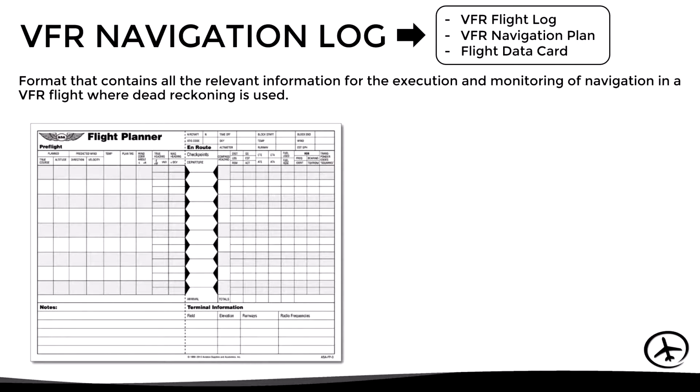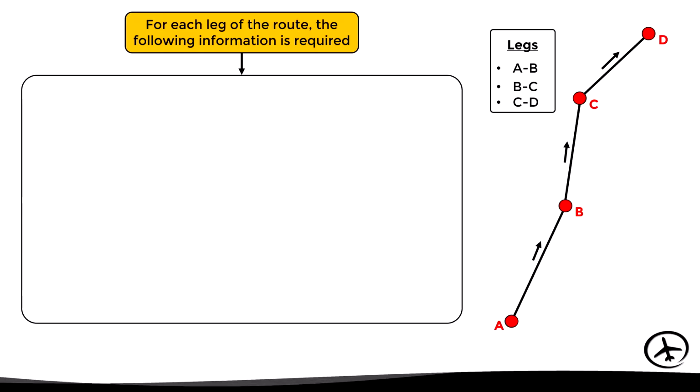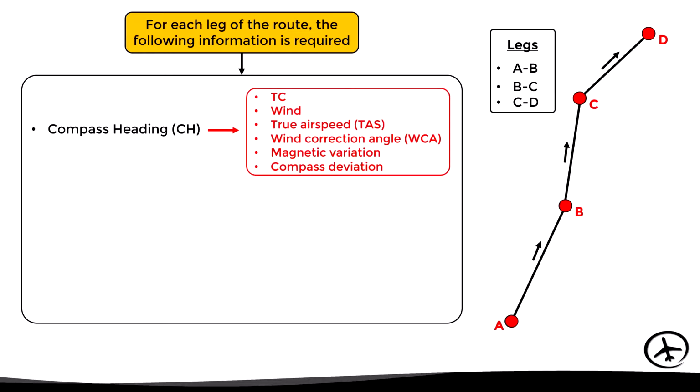in a VFR flight. There are several templates for these navigation logs in the market, but they all contain almost the same information. Normally on a VFR flight, there are several legs between relevant checkpoints on the route. So for each of these legs, the following information is required. First of all, there is the compass heading, which is the heading to be flown in that leg. And as we have already seen in previous videos, in order to determine this compass heading, we need to know the true course, wind direction and speed, true airspeed, wind correction angle, magnetic variation, and compass deviation.